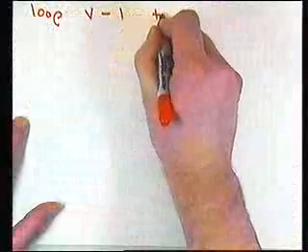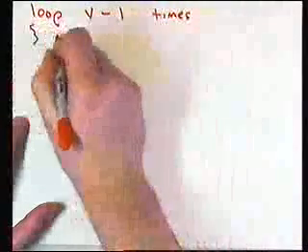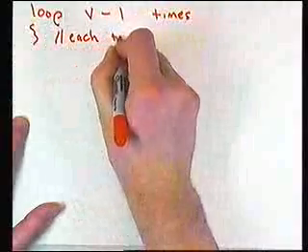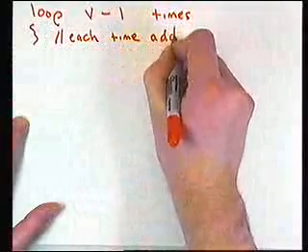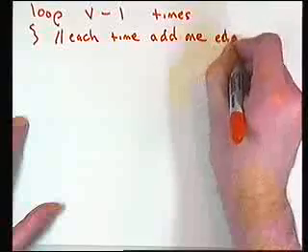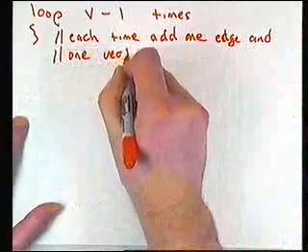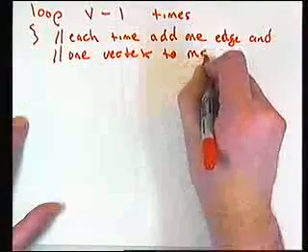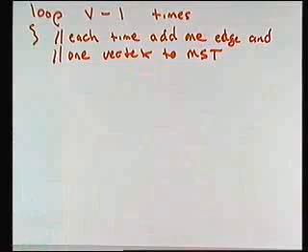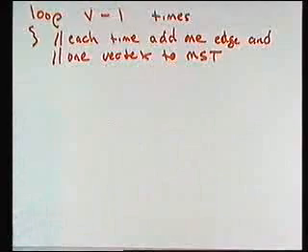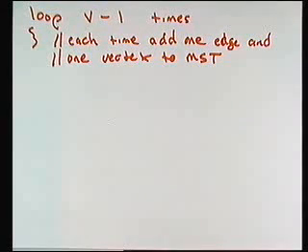And now what we're going to do is loop V minus 1 times, because each time we add one edge and one vertex to the minimum spanning tree. And so that's why we loop V minus 1 times, because the whole goal here will be every pass through the loop, we now add one of the remaining 7 vertices and one of the 7 edges we want to this graph.